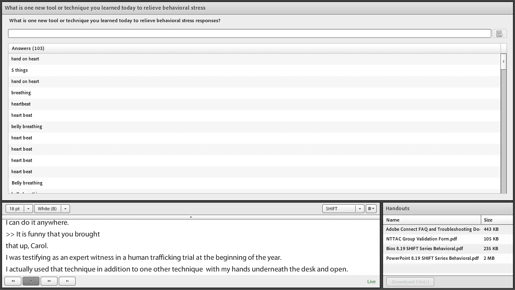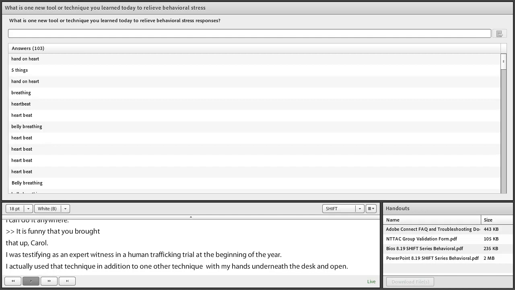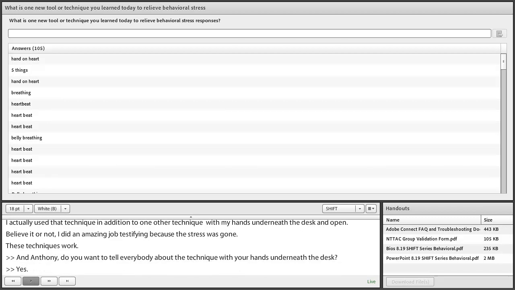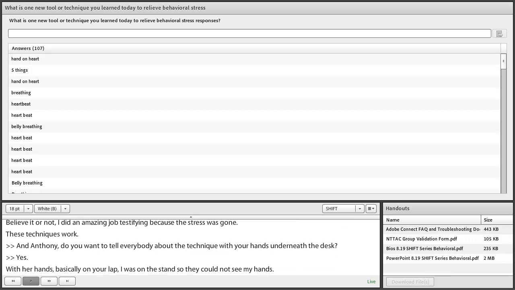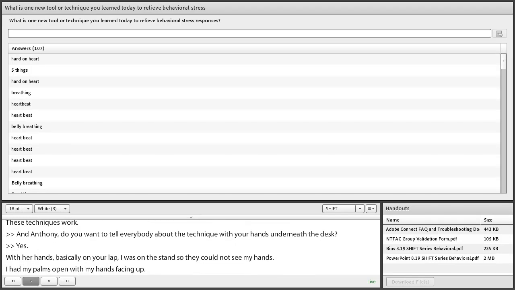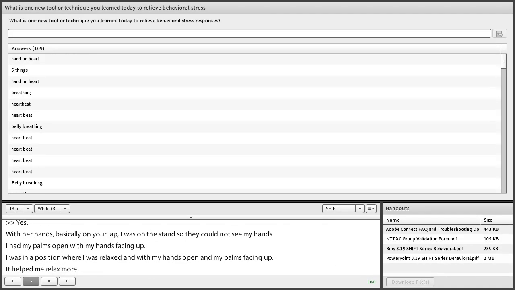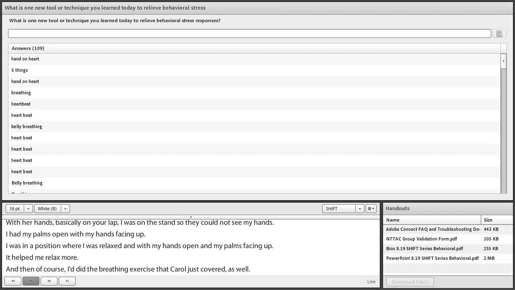And Anthony, do you want to tell everybody about the technique with your hand underneath the desk? Oh, yeah. So with your hands basically on your lap. I was on the stand, so they couldn't see my hands, and I had my palms open with my hands facing up. It's a position where I was relaxed, and it helped me relax more. And then, of course, I did this breathing exercise that Carol just covered when I first went on the stand. As I was testifying, I did this other technique, and it did an amazing job for me. I was not stressed at all. And as you all know, it can be stressful during cross-examination, so it really helps.